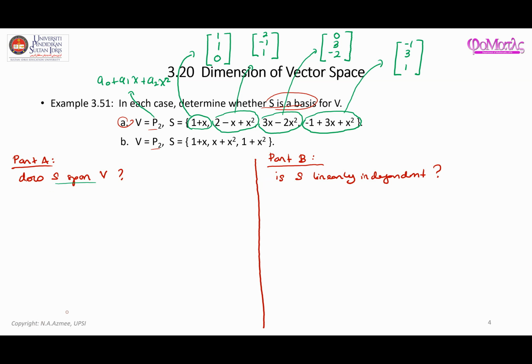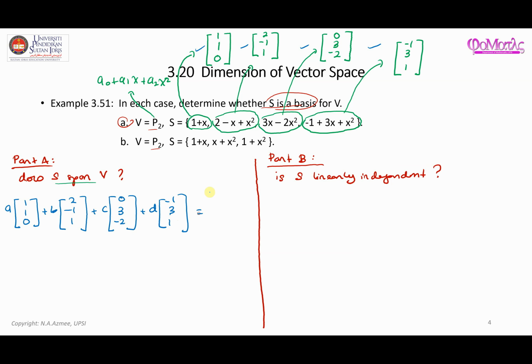Okay. So when you talk about whether S spans V or not, you need to consider the starting point where you have a combination of all these things. So the combination of all these things, you can call it A times 1, 1, 0 plus B 2, -1, 1 plus C 0, 3, -2 plus D -1, 3, 1 must equal to some values. We don't know what that value is. We can just call it X, Y, Z.